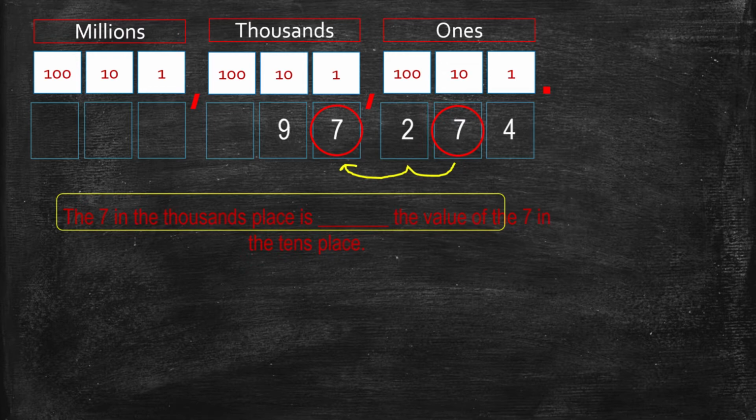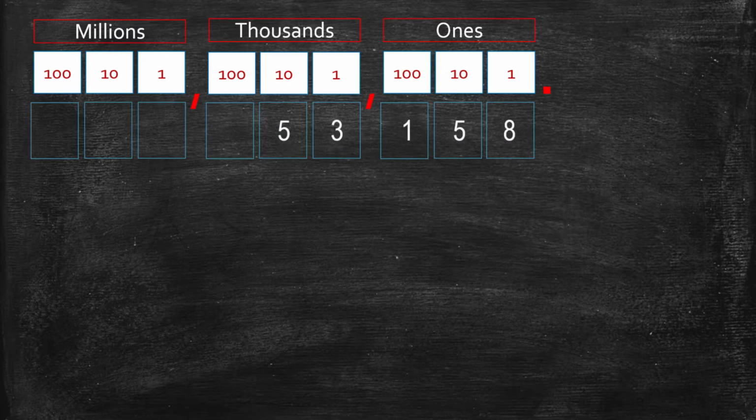Forgive my awful yellow line. But it is 2 place values to the left of the 7 in the tens spot. So 2 place values is 2 zeros, which means the 7 in the thousands place is 100 times the value of the 7 in the tens place.